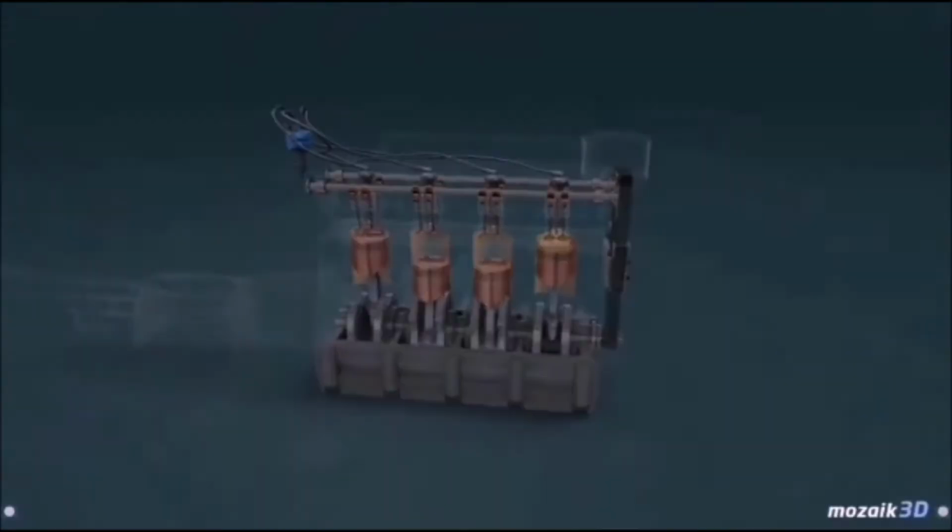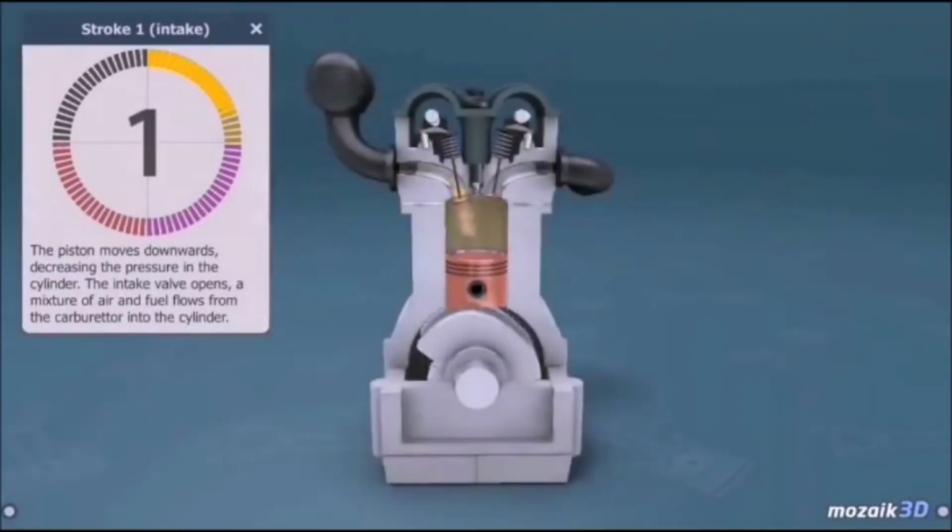Opening and closing. The first stroke is intake. The piston moves downwards, decreasing the pressure in the cylinder. The intake valve opens, and a mixture of air and fuel flows from the carburetor into the cylinder.